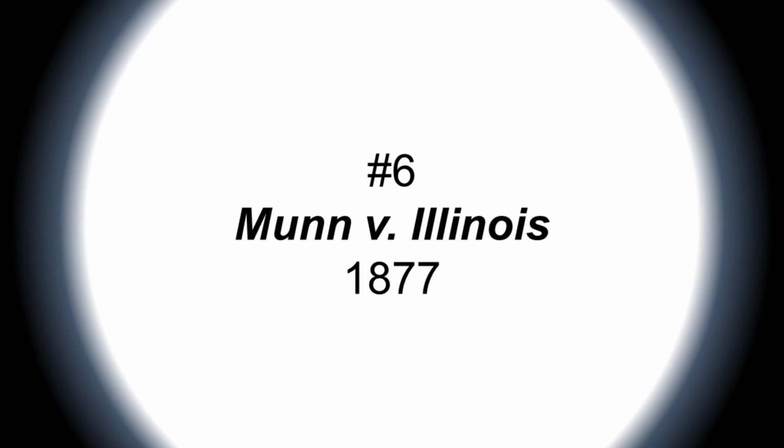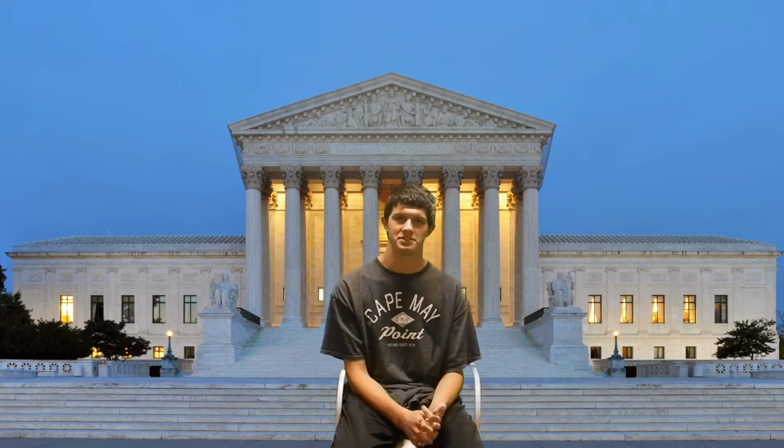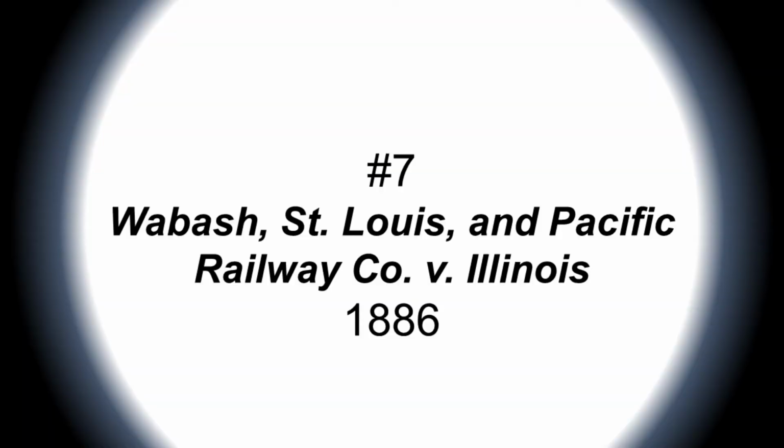Number 6, Munn v. Illinois, 1877. This case upheld Grange laws, saying that private industries could be regulated by the federal government in cases of common good. However, this case was overturned by the Wabash, St. Louis, and Pacific Railway Company v. Illinois decision of 1886, which found Grange laws regulating interstate commerce to be unconstitutional.